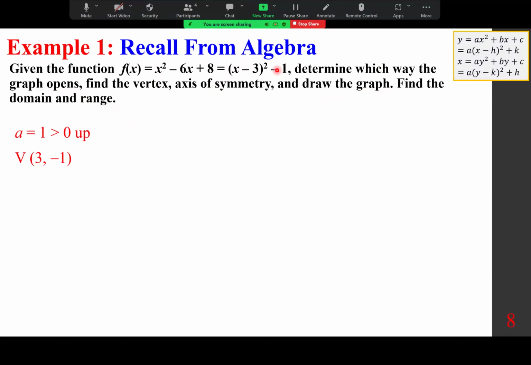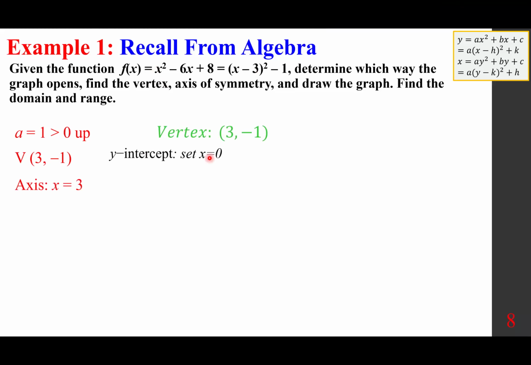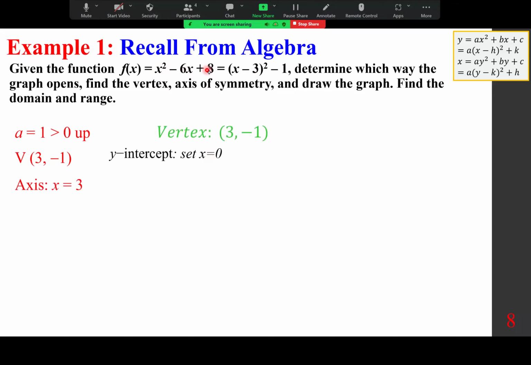The vertex, if you look at this formula, I hope everybody remembers this formula, is located at (3, negative 1). And because the vertex has x equals 3, the axis of symmetry, or short axis, has the equation x equals 3. So we already know this is a vertical parabola, it opens up. The vertex is (3, negative 1). The y-intercept, if you set x equal to 0, it's easier to look at this one, becomes 8, meaning (0, 8).